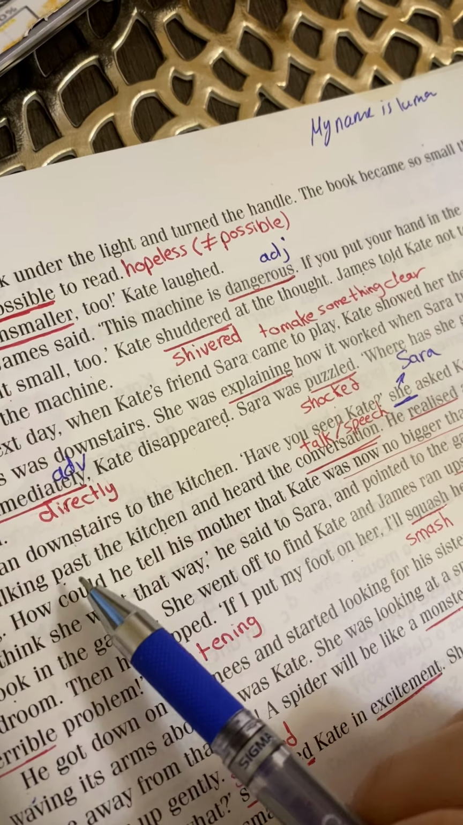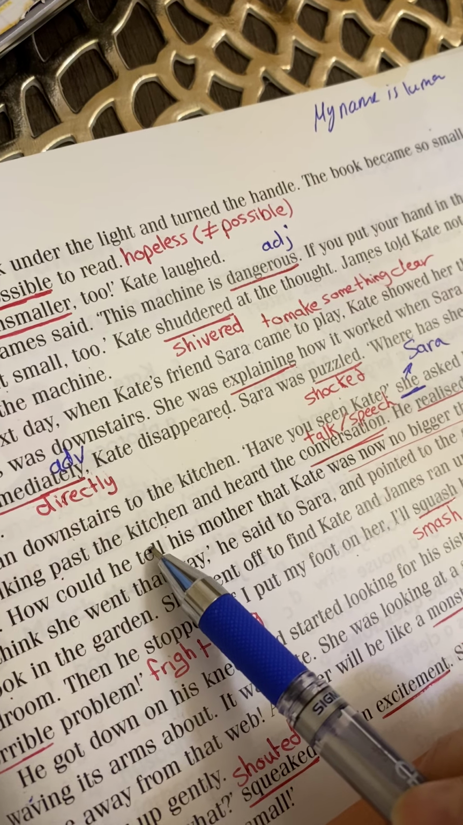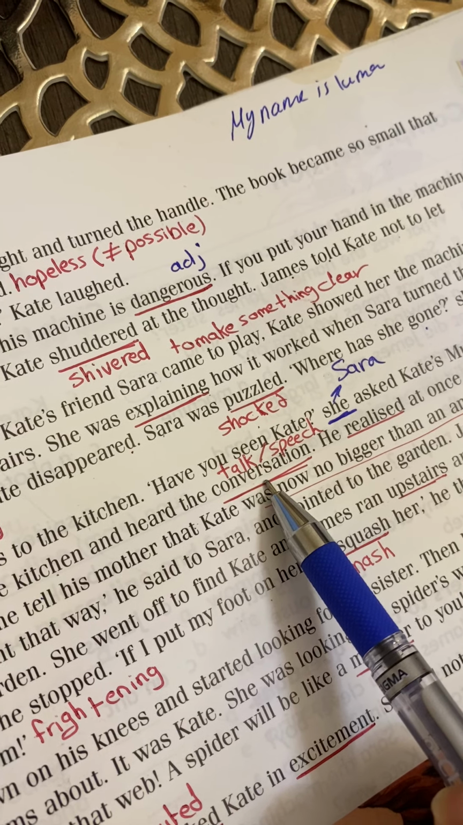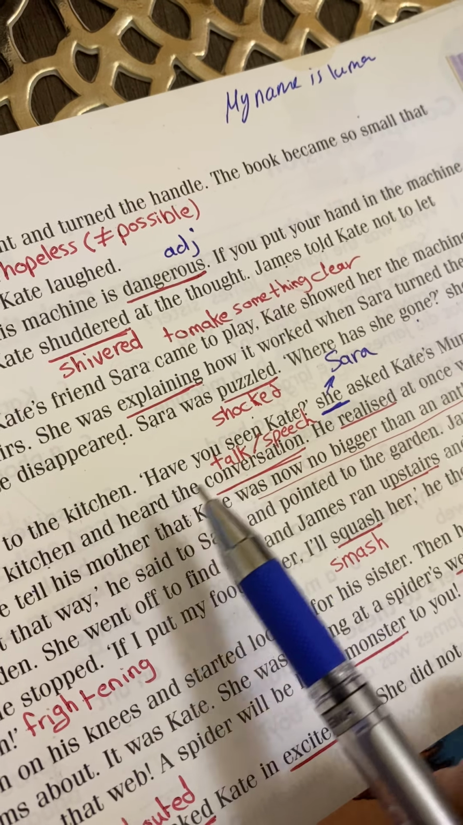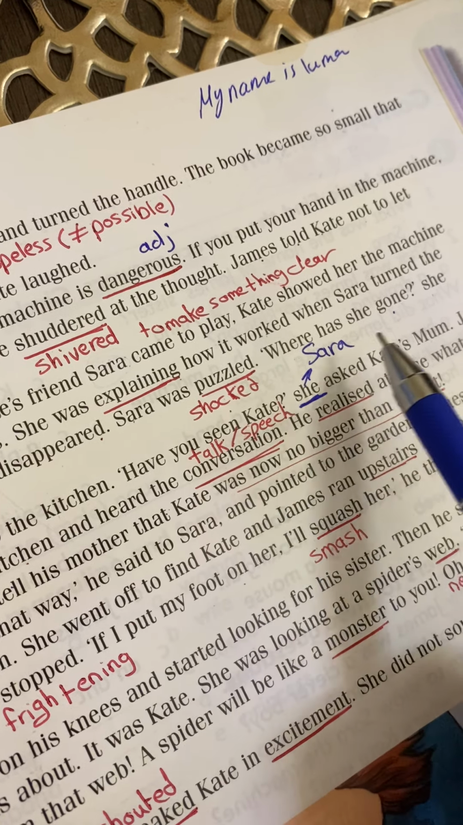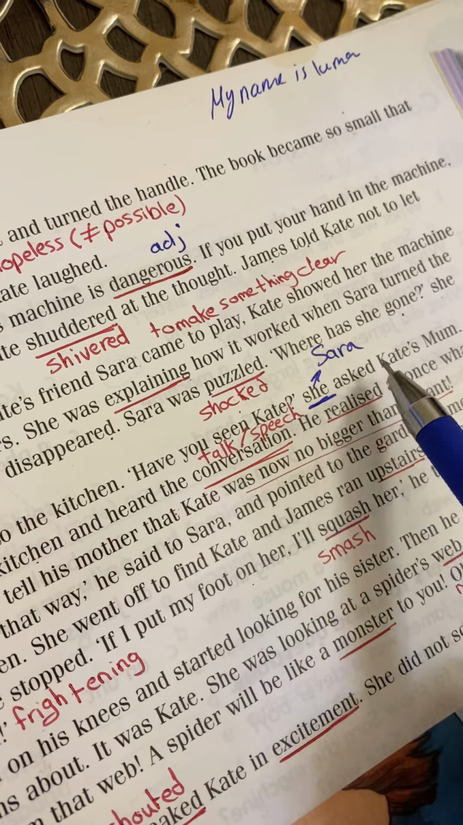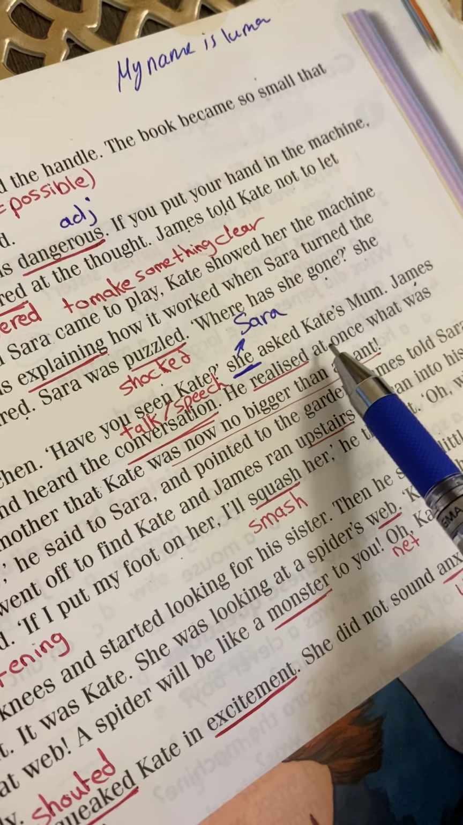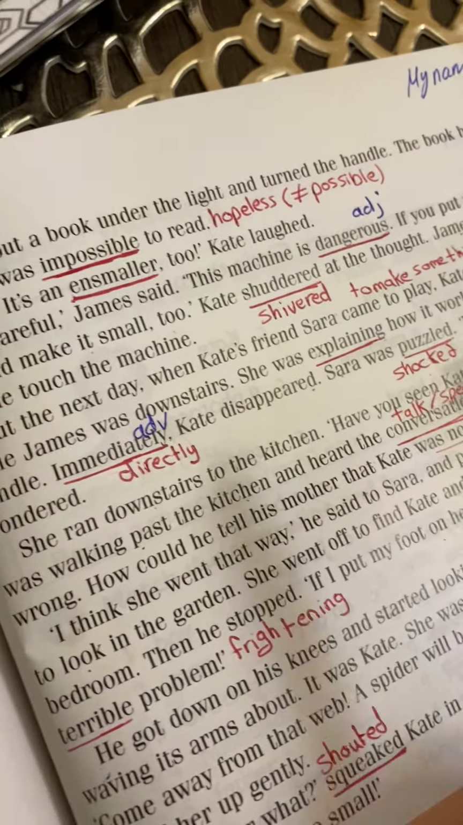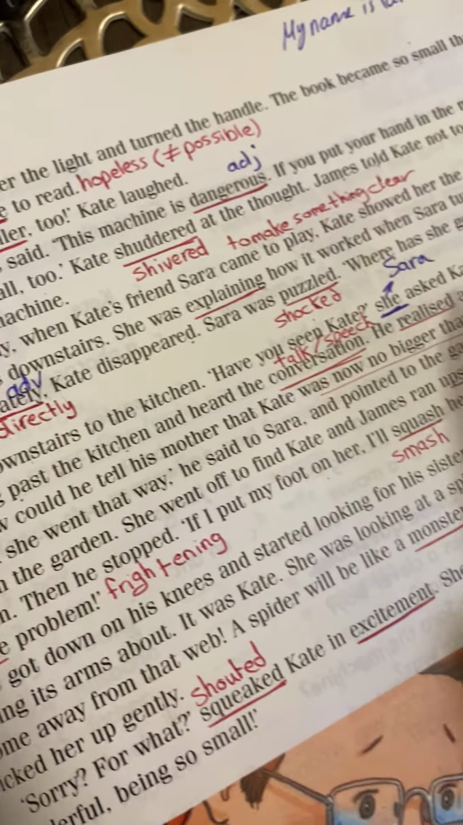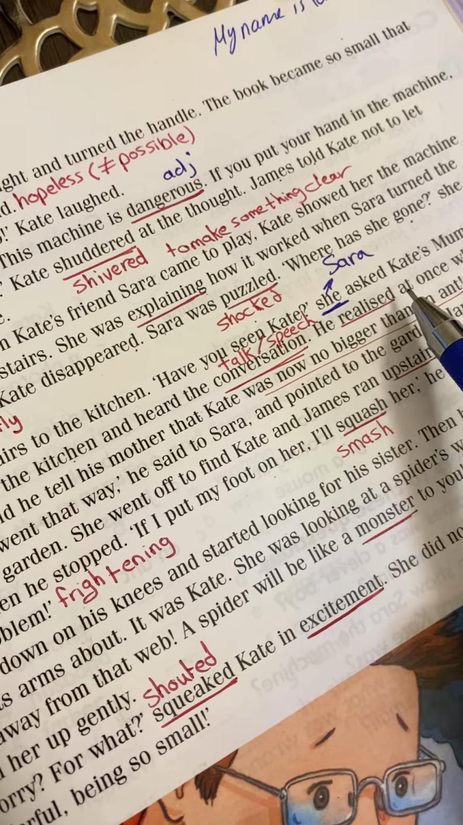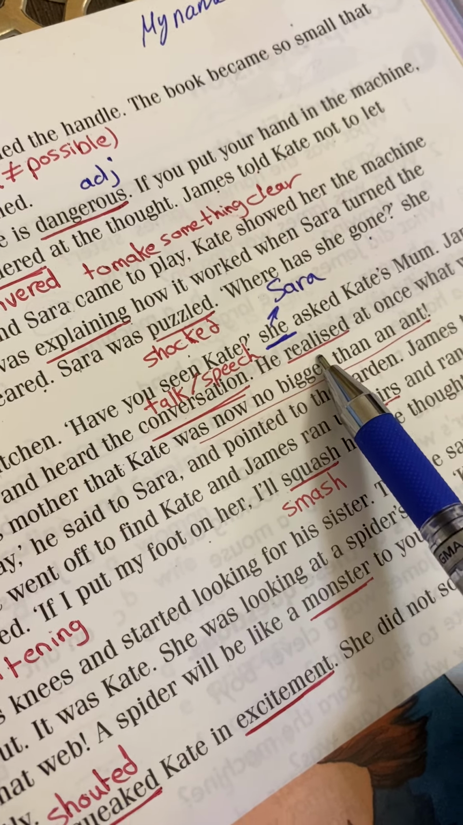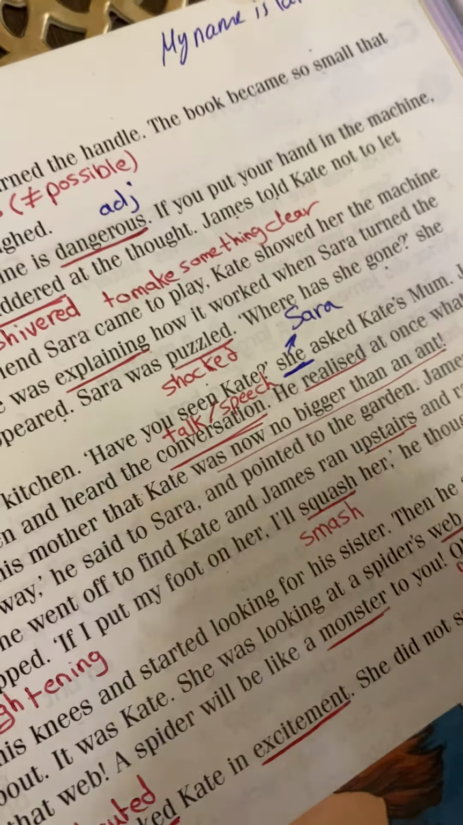James was walking past the kitchen and heard the conversation. يعني he heard the speech between mom and Sarah. He heard what they are talking about. He realized at once that was wrong. What is the meaning of realize? So he understands or he knows.